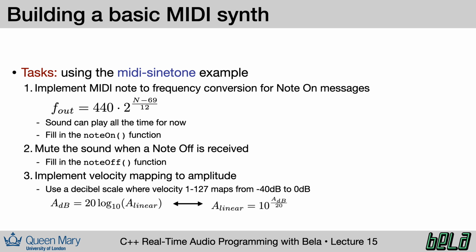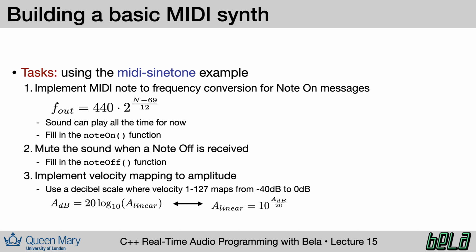Finally, use the velocity value of the MIDI note on message to control the amplitude of the oscillator. I suggest that you map this in a logarithmic capacity using a decibel scale. Decibel scales were covered in Lecture 4. We came up with these formulas to convert between linear and decibel scales of amplitude. My suggestion is that you map velocity values 1 to 127 to an amplitude range of minus 40 dB to 0 dB. However, you can experiment with different values.